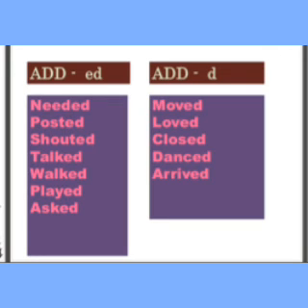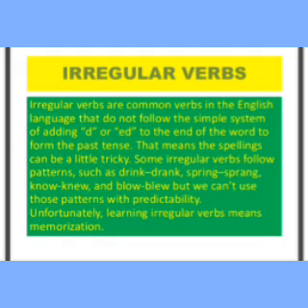Add ed and d. Now children, let us see what are irregular verbs. Irregular verbs are common verbs in the English language that do not follow the simple system of adding either d or ed to the end of the word to form the past tense. That means the spellings can be a little tricky. Some irregular verbs follow patterns, such as drink will become drank in the past, spring will become sprang, know will become knew, and blow will become blew. But we can't use those patterns with predictability.